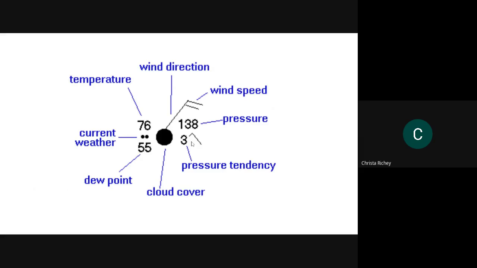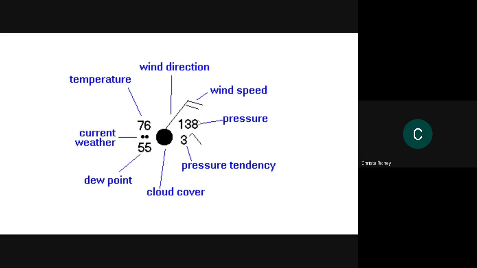Then this one over here in the middle, this is how much the pressure's changed in the last 3 hours. The downward line, or if this has a negative in front of it, means it is falling. So it's gone down 3 millibars in the last 3 hours. If it's a positive here, or if this line is diagonal up instead of down, then the pressure's rising by that many millibars in the last 3 hours. Sometimes the pressure hasn't changed, and that's not there.